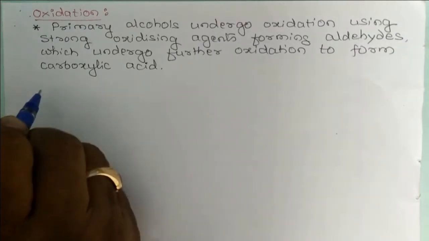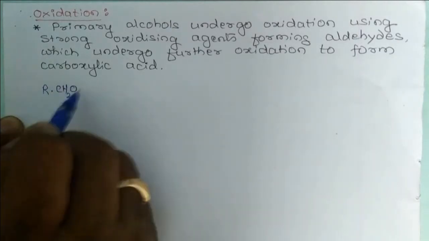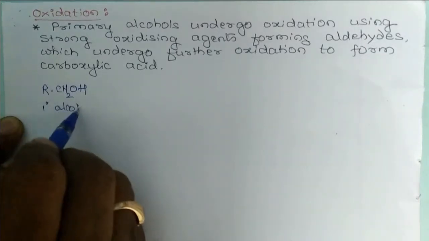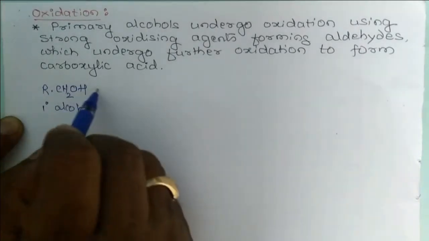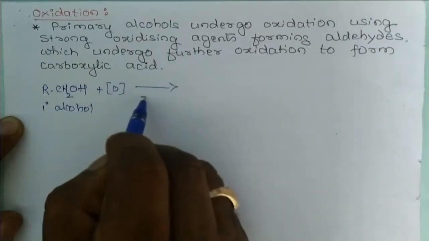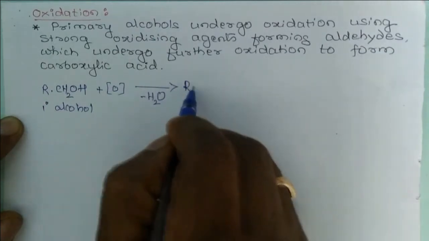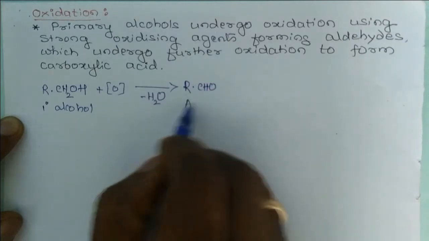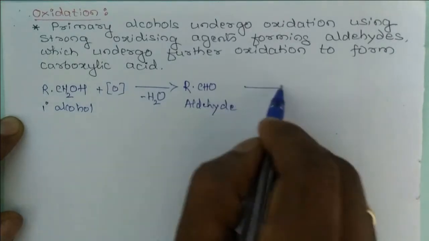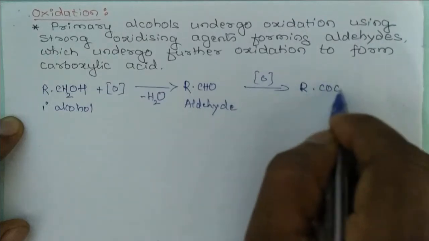RCH2OH, this is primary alcohol. This represents primary alcohol undergoing oxidation. It loses a molecule of water and you are going to get aldehyde, which on further oxidation gives carboxylic acid.